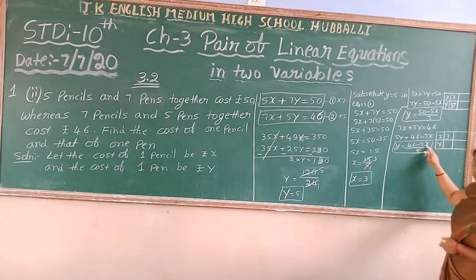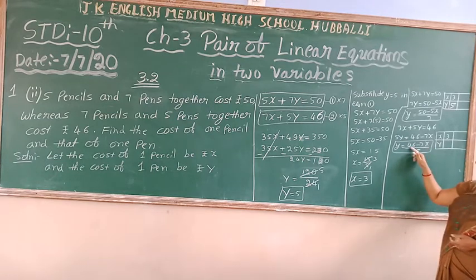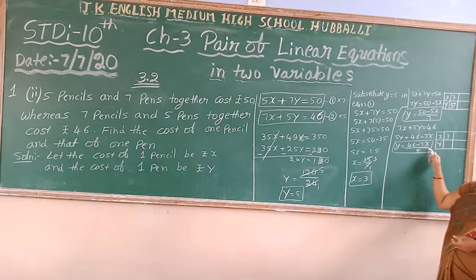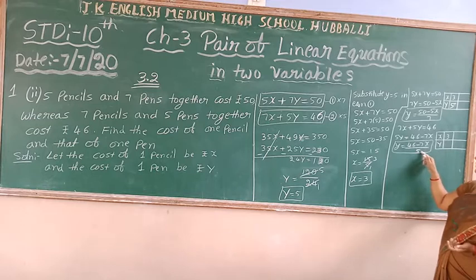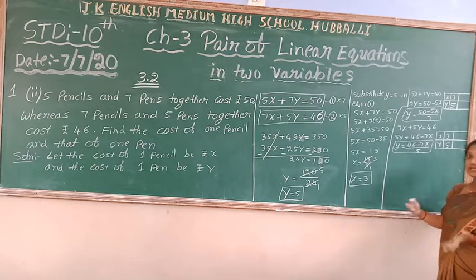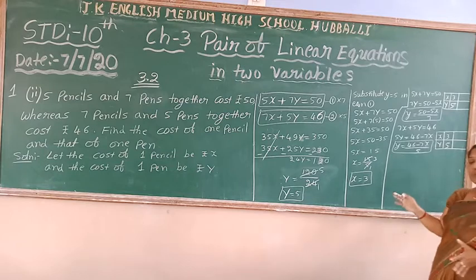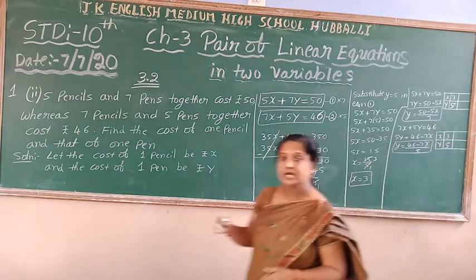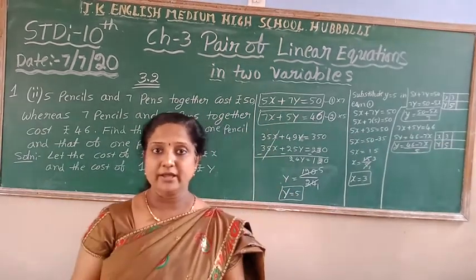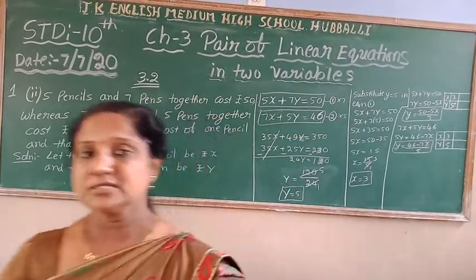If you substitute 3, 3 7s are 21. 46 minus 21 is 25. 5 5s are 25, so 5 only you get. Any other value also you can give, but you will come to know this is the solution. At this point only both the straight lines intersect. Please children write down, we have to plot the graph now.